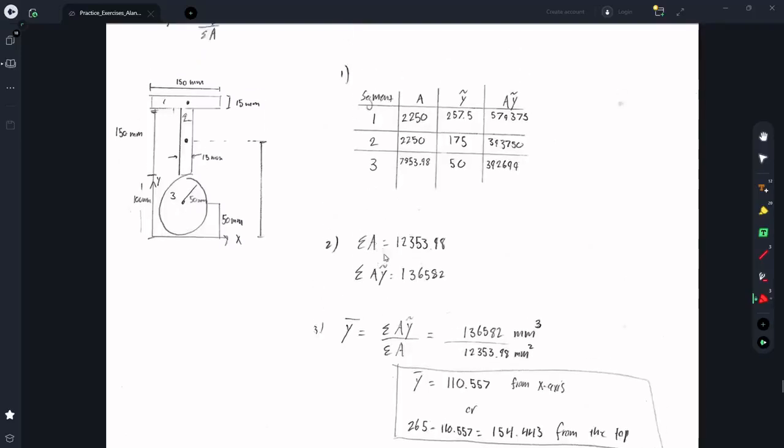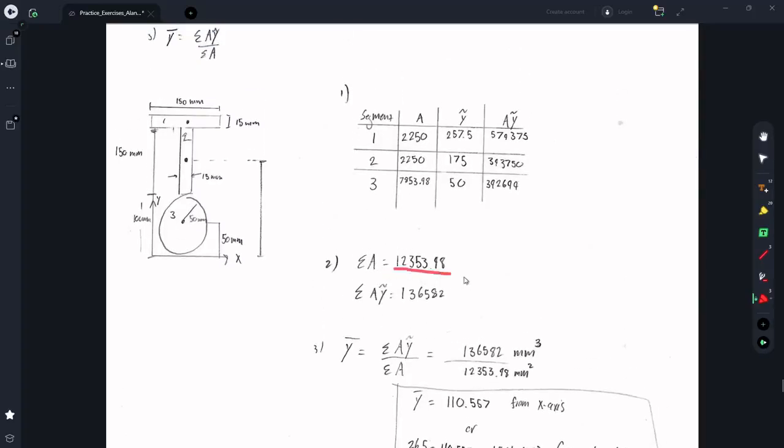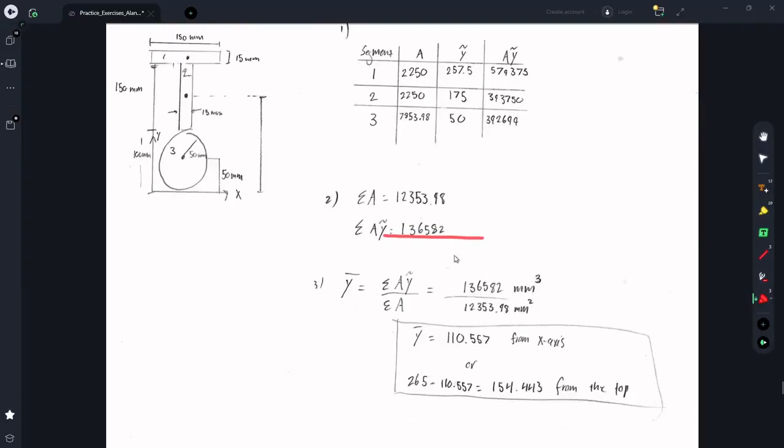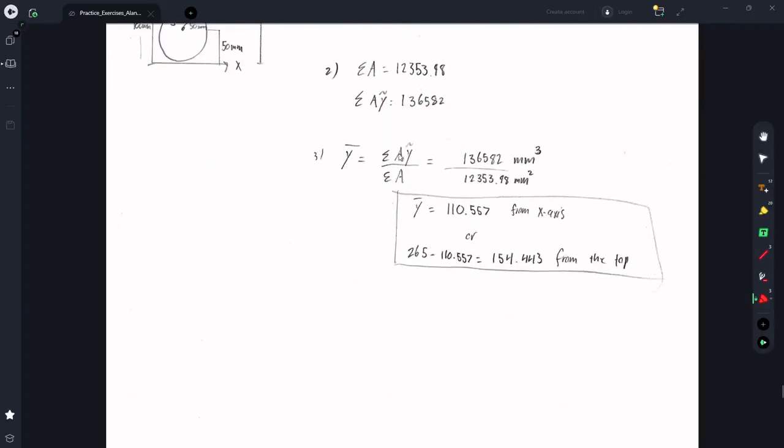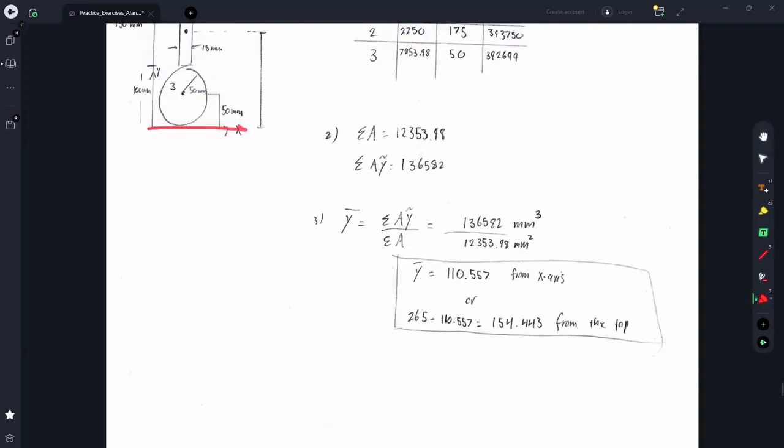So summing all the areas together, I got 12,353. And summing the areas times the distance to the centroids, I got a crazy huge number, like 136,000. So to get the centroid, you just divide the sum of the area times the centroid by the sum of the area. And I got 110.6 millimeters, which is from the bottom.